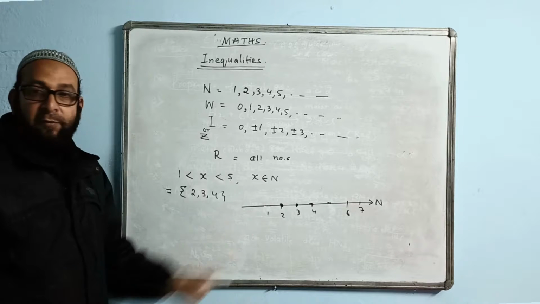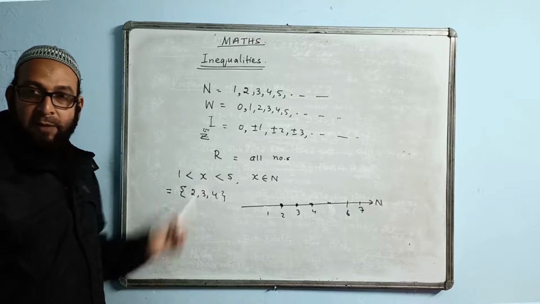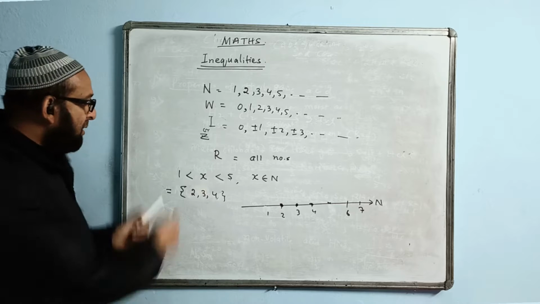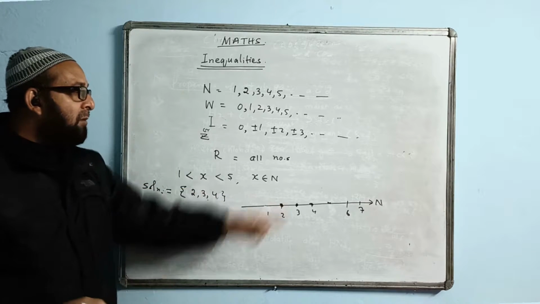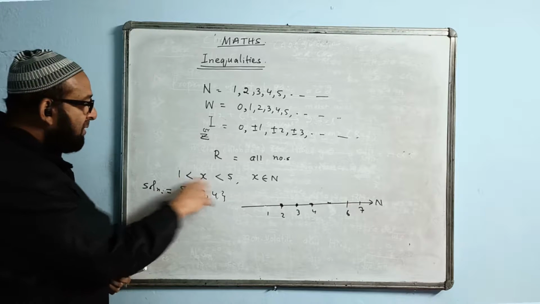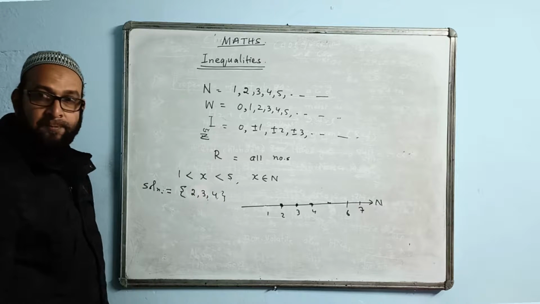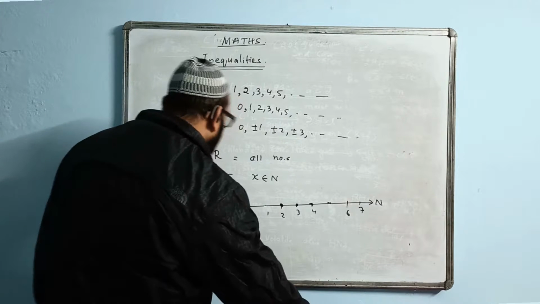This is called a number line. We are showing this solution on the number line, and this is how we are writing the solution. The solution set is this, and this is the number line for it. If the situation comes like this. Now another example.